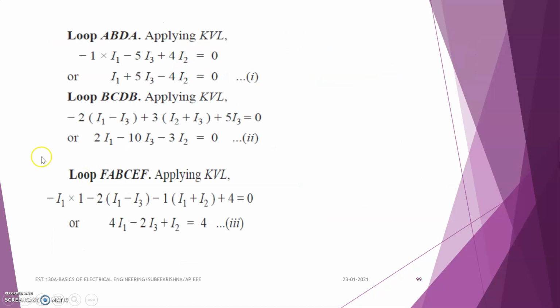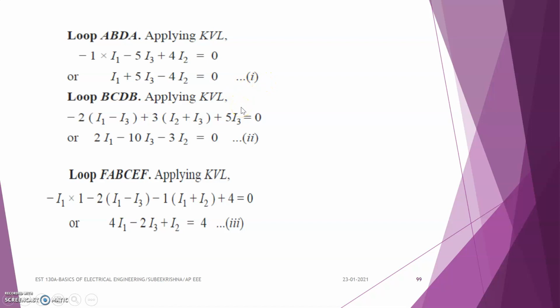So we get the equation: minus 1 into I1 minus 5 into I3 plus 4I2 is equal to 0. That is, I1 plus 5I3 minus 4I2 is equal to 0, where we rearranged the equation by changing the signs of the variables. Mark it as equation number 1.